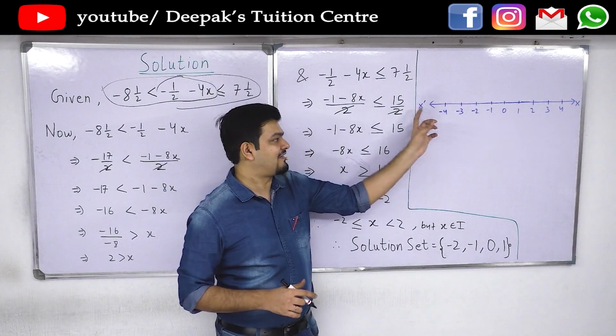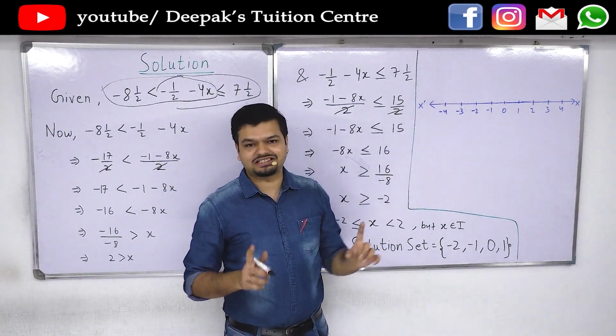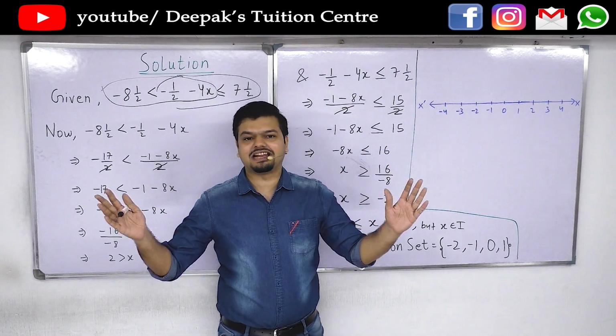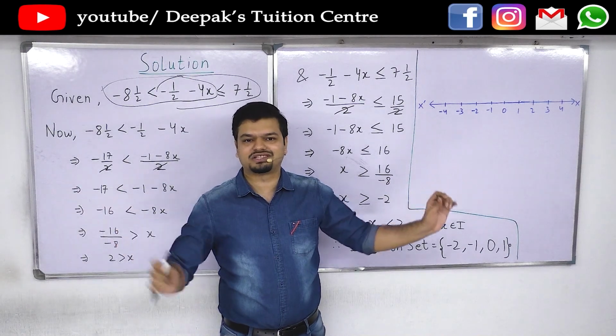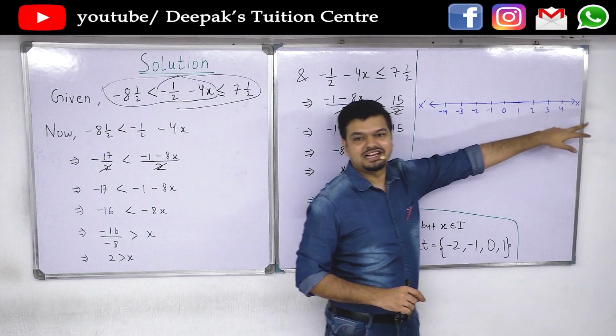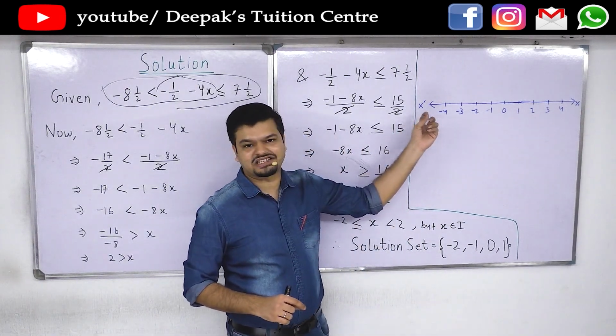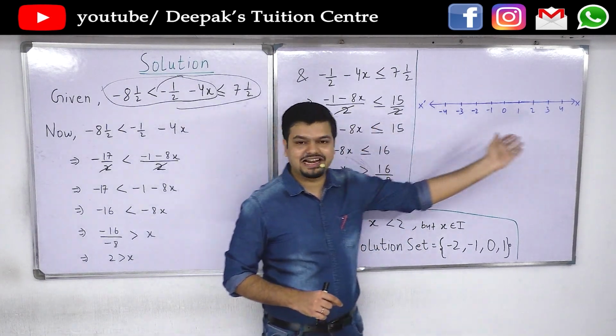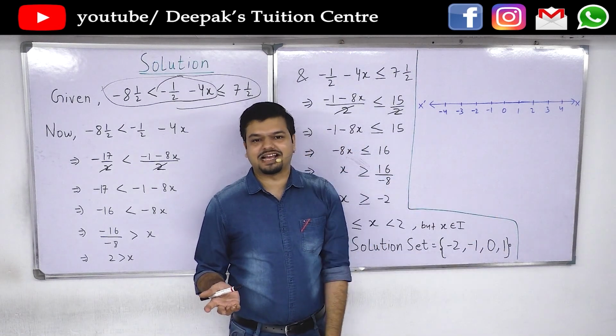The number line should have arrows on both sides, indicating that the line is extending indefinitely on both sides. This side represents the positive direction, therefore x, and this side represents the negative direction, therefore x dash. So the number line is essentially nothing but the x-axis.